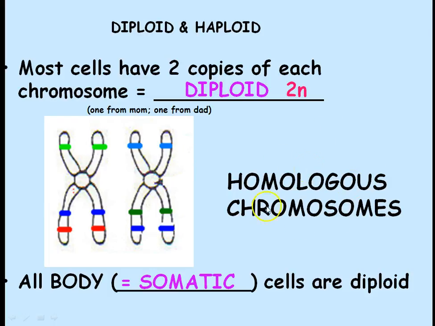And remember, our homologous chromosomes are the chromosomes that are pairs, right? They're not exact copies, but they do contain the same type of genes, and they're the same size, same shape, and we get one from my mom and one from my dad.